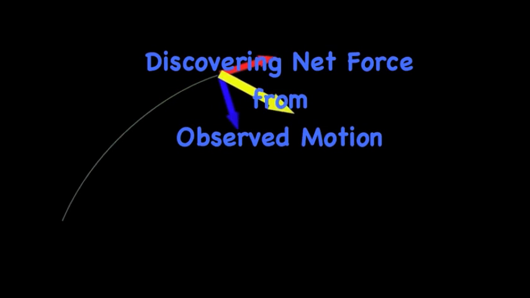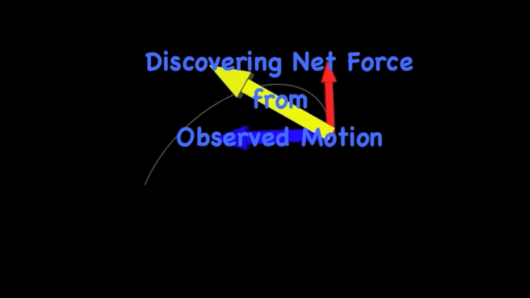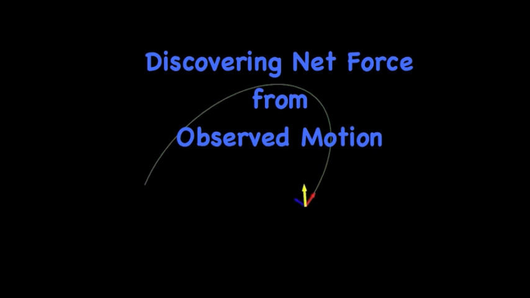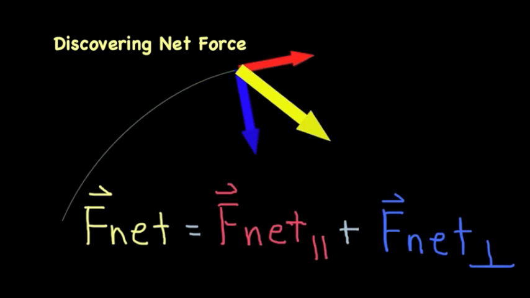Welcome to Lab 3, Discovering Net Force from Observed Motion. Force, like any other vector quantity, can be expressed as the sum of two other coplanar vectors. And as part of our discovery of the net force, shown here as a yellow arrow, we will break it down into two components, one parallel to the direction of motion, the red arrow, and the other perpendicular to the direction of motion, the blue arrow.